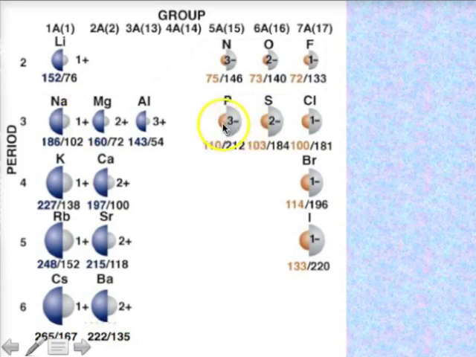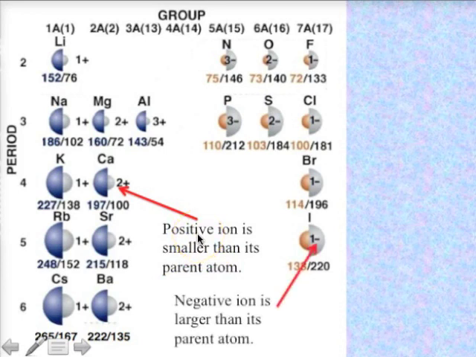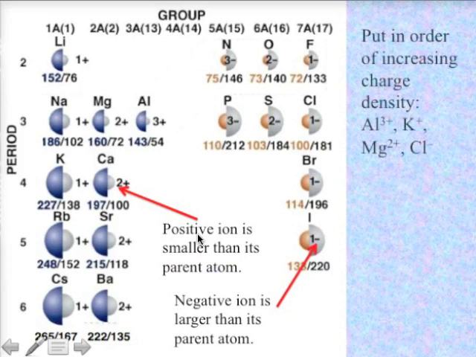Conversely, if we take a neutral phosphorus and we add 3 electrons to it, it more than doubles in size, going from 110 to 212. Or sulfur, we start at 103, we add 2 electrons, it goes to 184. Or chlorine, I start at 100, I get to 181. A negative charged ion is larger than the neutral atom. So, once again, a positive ion is smaller than its parent atom. A negative ion is larger than its parent atom.